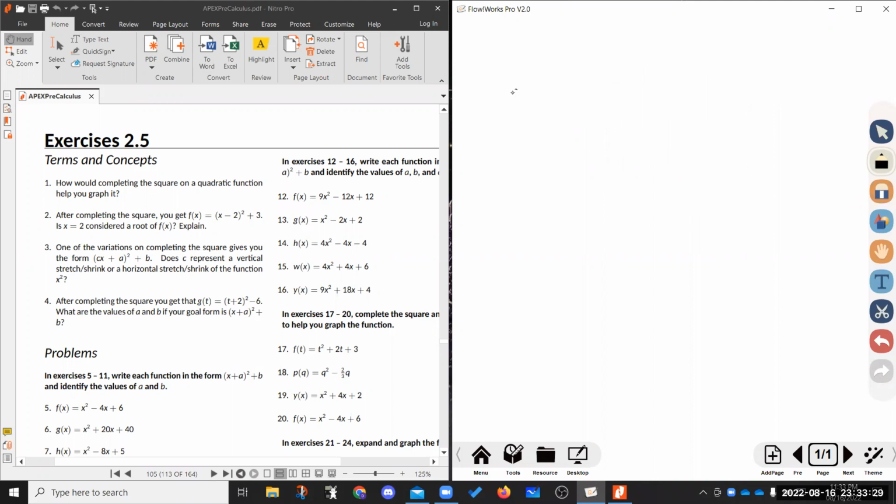So if after completing the square in number 2, we get f of x is equal to x minus 2 squared plus 3, is x equals 2 considered a root? No, it's not a root because it's not going to be a 0. It's not equal to 0, but it is the x coordinate of the vertex. The x coordinate of the vertex is 2, and the y coordinate of the vertex is 3. But 2 is not a root because it's not a 0 of the function.